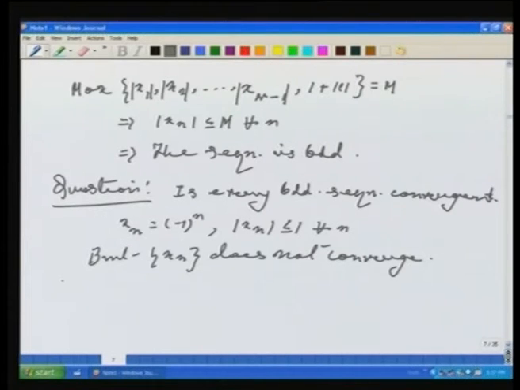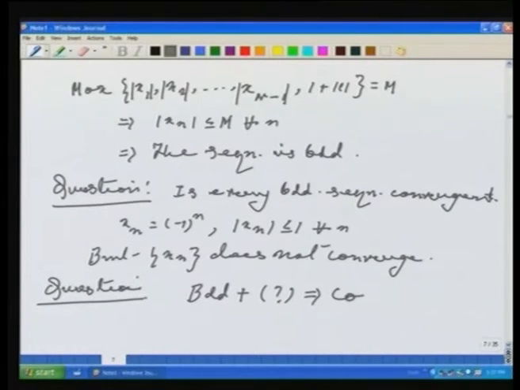So, the question then remains, and that is the most fundamental question which we are going to take up now: bounded plus what extra condition do I need which will imply convergence. Well, I will try to supply one such condition first. So, let us see one such theorem in this direction. For that, first I need one definition.